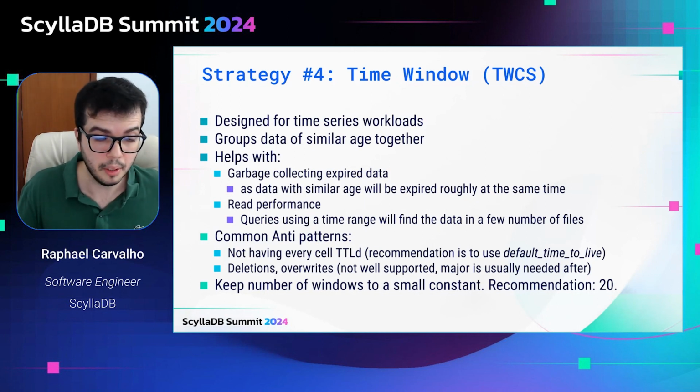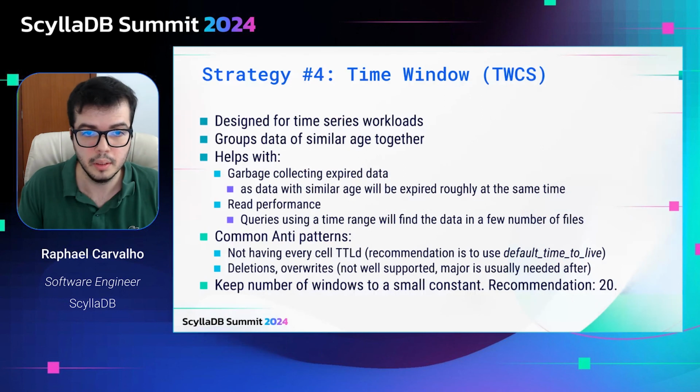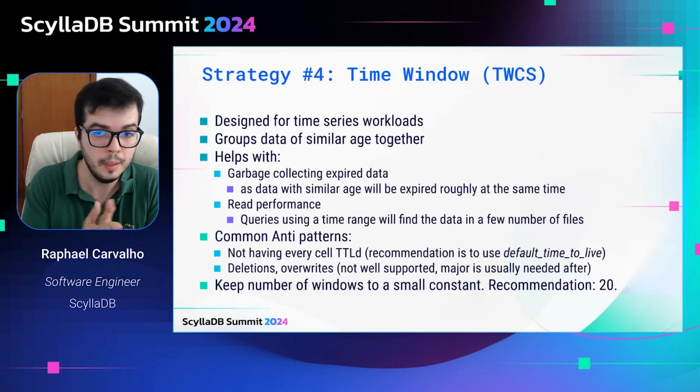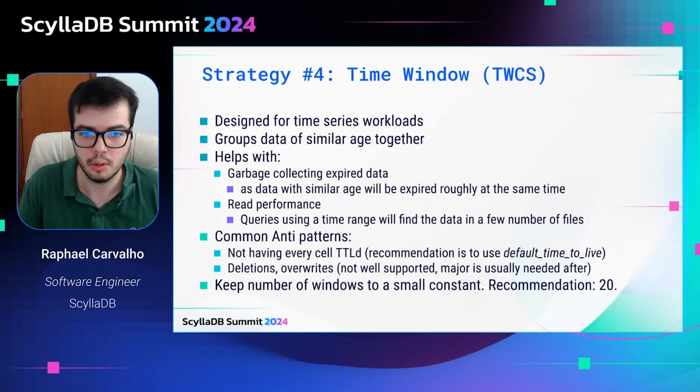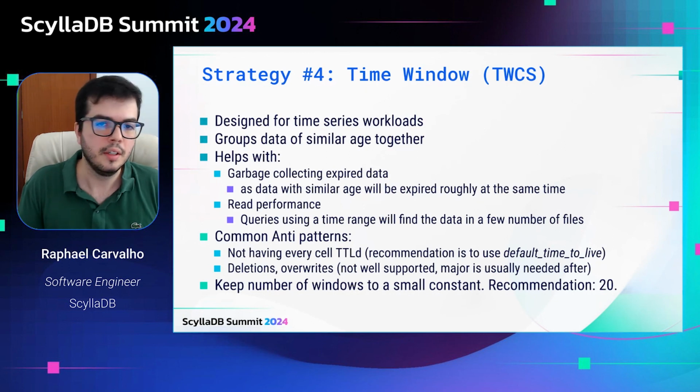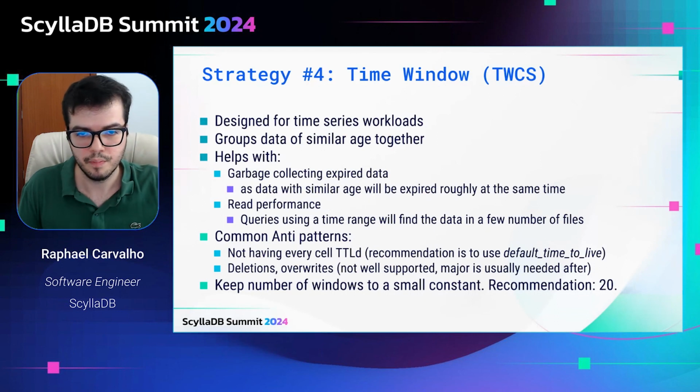And a very important recommendation also is to keep the number of windows to a small constant. Our recommendation is 20. Otherwise, you could suffer from read amplification issues and also memory pressure. For example, if your default TTL is 20 days, then you should configure the window size to be 1 day. Our docs teach that very well, how you can configure the window size for when you decide to use time window compaction strategy.